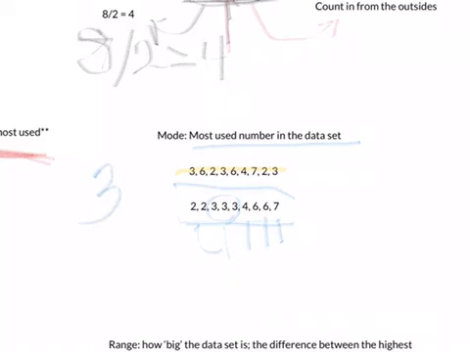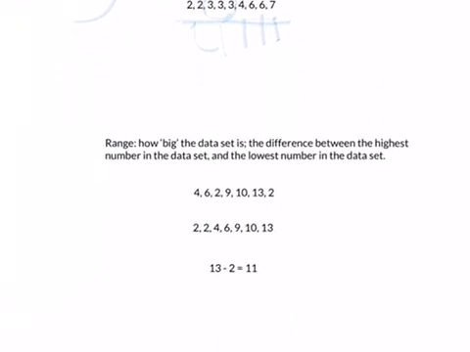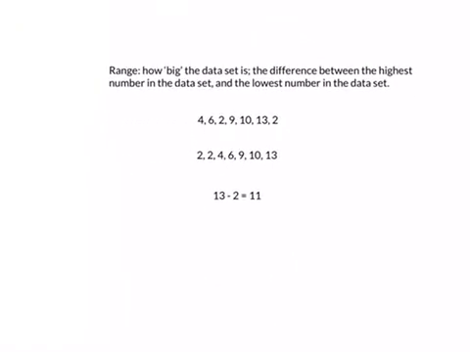Alright, now I've got one more thing to go over here. The last one is range, how big the data set is. So this is the difference between the highest number in the data set and the lowest number in the data set. Let me show you. So we have our data set right here, 4, 6, 2, 9, 10, 13, 2.